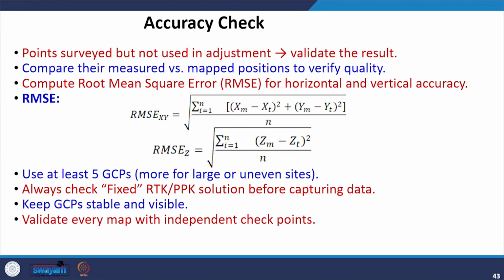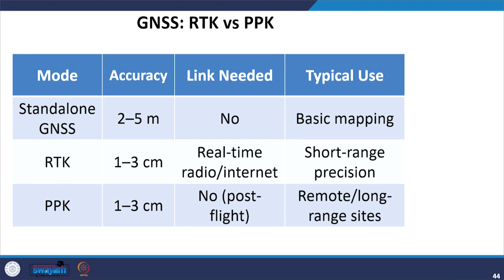We apply some accuracy checks also. These are the standard methods where we find the root mean square error. We know the coordinates, we compute the coordinates, and we find the error of those points. So through the root mean square error relationship, we can find out the accuracy of the data which you have processed.